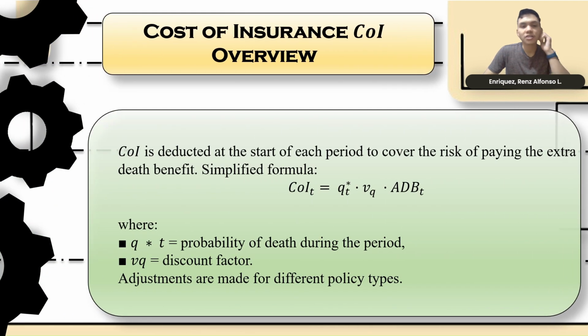Now let's talk about the cost of insurance, or COI. Every period, the insurer deducts COI from your account. It's basically there to cover the risk that the insurer might have to pay out more money on the death benefit if your account is low. In the simplest terms, COI is calculated by multiplying three things: the probability that death occurs during the period, a discount factor, and the extra amount needed, the ADB. This ensures that the insurer has enough funds to cover the risk.